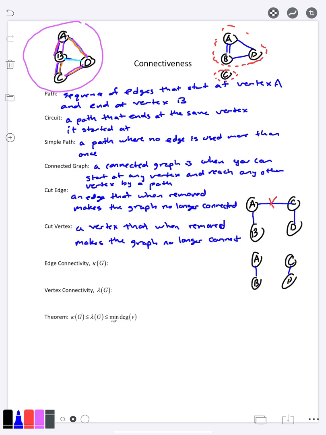Now remember that when you're going to remove a vertex from a graph, you need to remove all edges associated with that, not just the vertex itself. You don't have lines going off by themselves here. And let's do an example of this here.